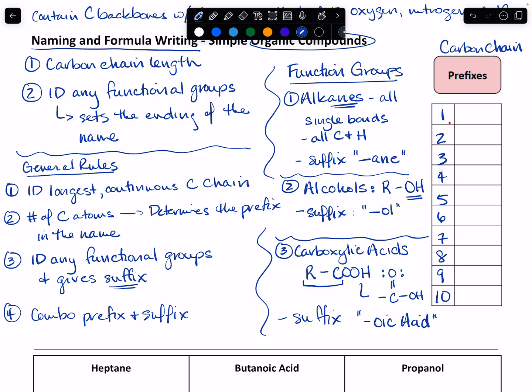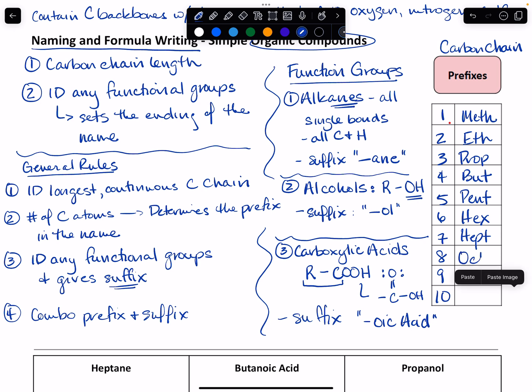If you have an organic compound that has 1 carbon in it, it begins with meth. If you have 2 carbons, then it's eth. 3 carbons is prop. 4 carbons is but. 5 carbons is pent. 6 carbons is hex. 7 carbons is hept. 8 carbons is oct. 9 carbons is non. And 10 carbons is dec. So some of them are the same, but these 4, you've got to remember. Those are different from our covalent prefixes.